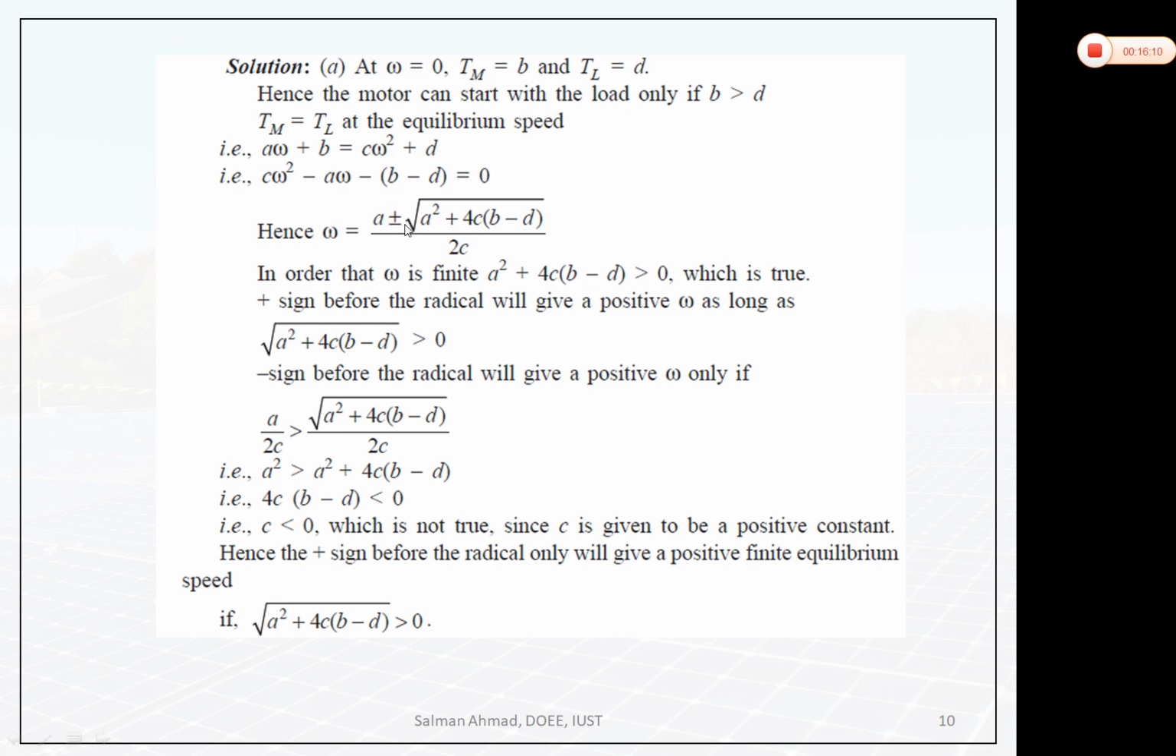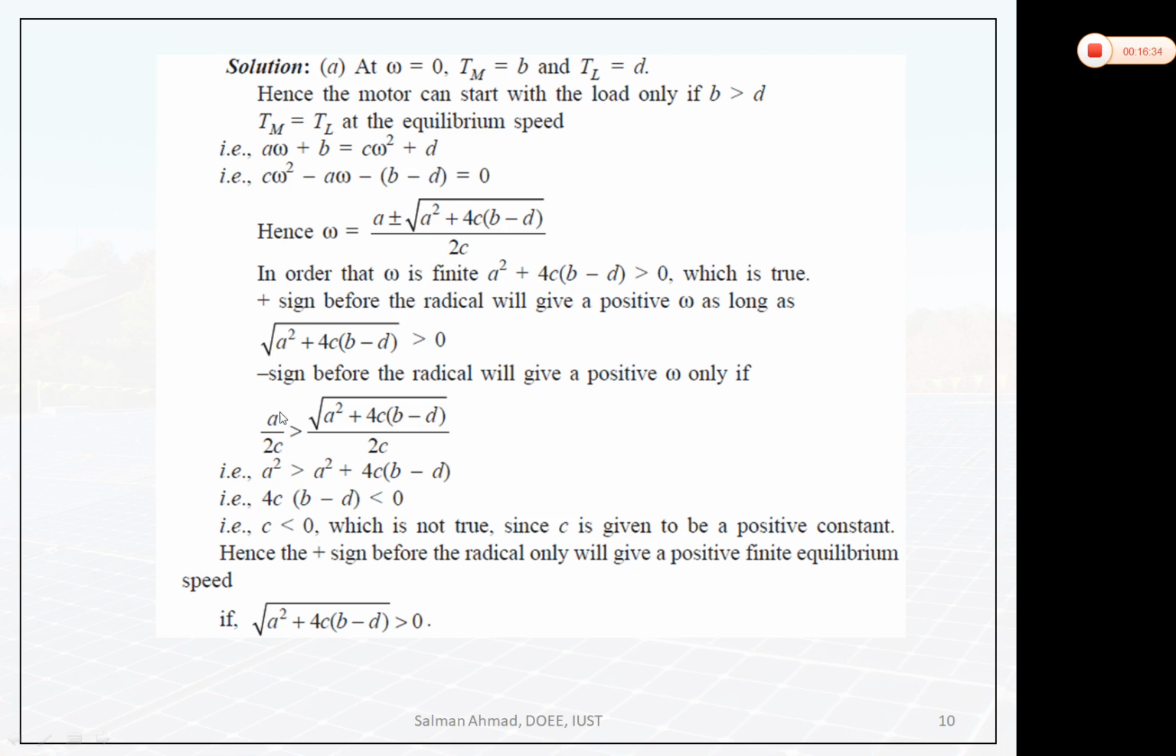Now we have to check for the negative sign. For the negative sign, this speed will be positive only if a is greater than a upon 2c. You can see a upon 2c is greater than square root of a square plus 4c times b minus d, upon 2c. Okay, so from this expression you can check it.